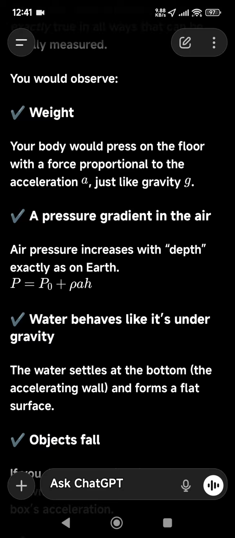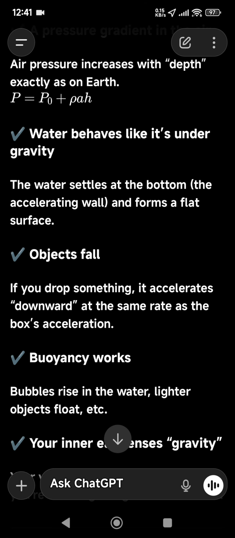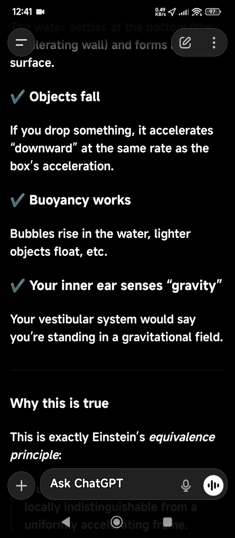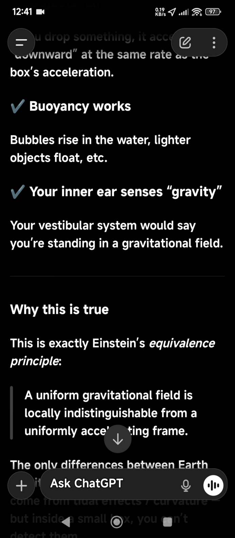Air pressure increases with depth, exactly as on Earth. Water behaves like it's under gravity. The water settles at the bottom, the accelerating wall, its floor, and forms a flat surface. Objects fall. If you drop something, it accelerates downward at the same rate as the box's acceleration. Buoyancy works. Bubbles rise in the water, lighter objects float, etc. Your inner ear senses gravity. Your vestibular system would say you are standing in a gravitational field.